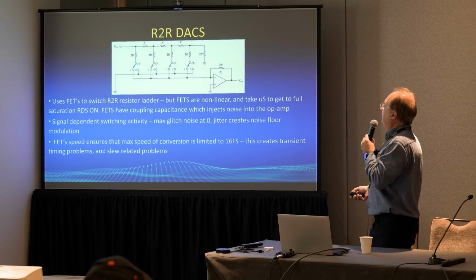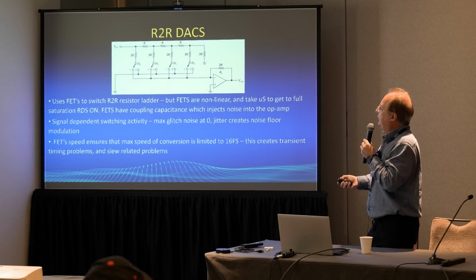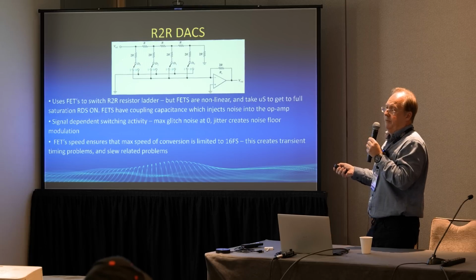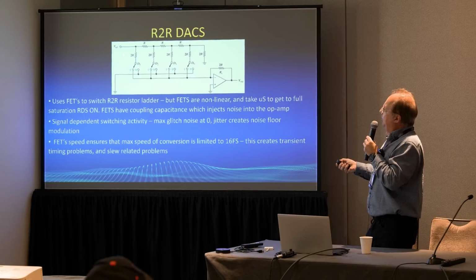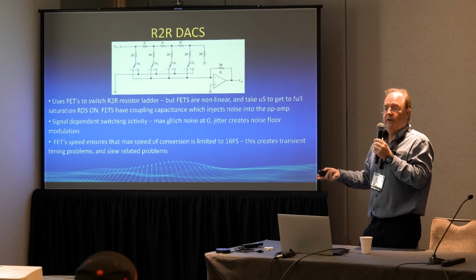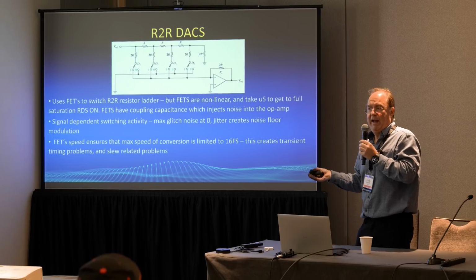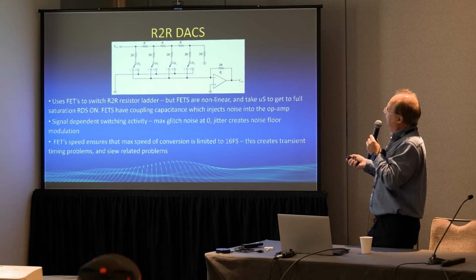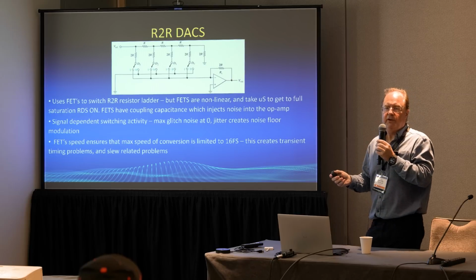These use switches to switch resistors. So we've got different values of resistors, and these switches here are FETs. The output of the resistors creates a current which goes into an I to V converter. An I to V converter is what they call a virtual ground, or a current to voltage converter. And this creates an output voltage, which is the signal that you actually want.